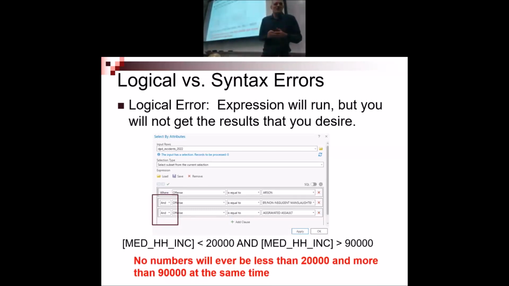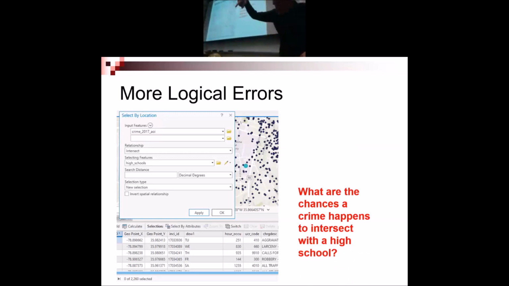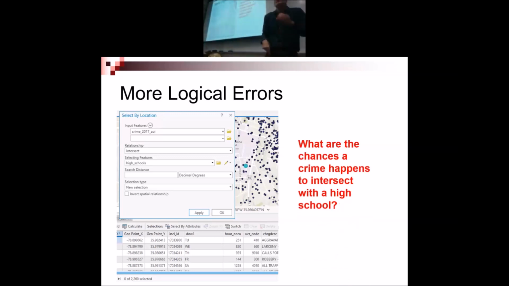And so kind of addressing some of these. A lot of times I will never give you a question where the answer is 0 or all of them. So if you get all of them or you get 0, there's probably something wrong. Some other logical errors: give me all crimes that intersect with high schools. Well, high schools are representative points. Crimes are representative points. So basically, what are the chances that a crime happens to be right on a point? Really, really small.